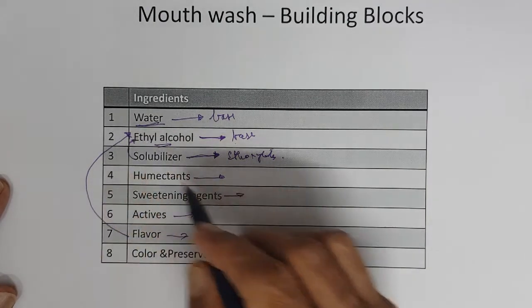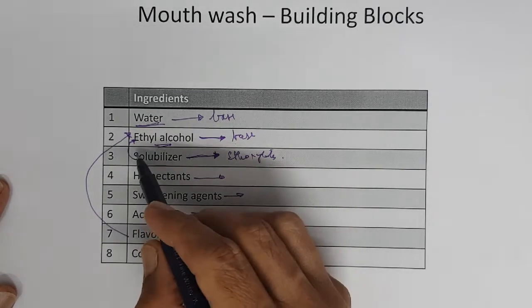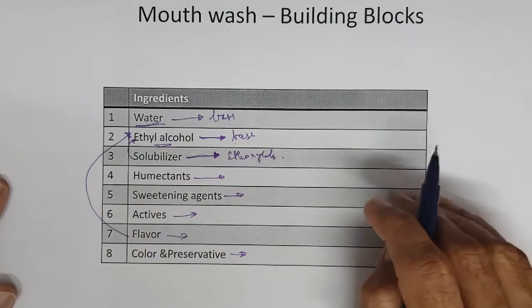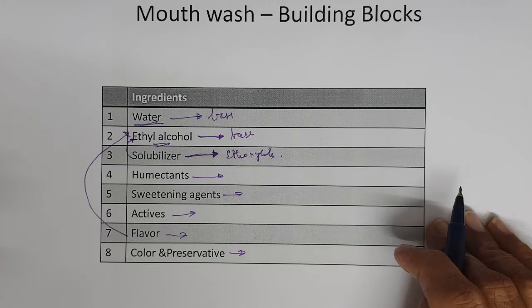If it's completely water based, the level of the solubilizer used is high, because alcohol itself partly solubilizes the flavor. So if alcohol is not there, the solubilizer level has to be high, and we have to be very careful in increasing it, because solubilizers at a higher level can affect the taste of the mouthwash.